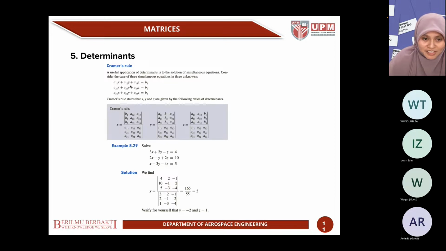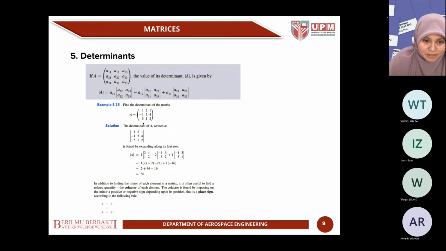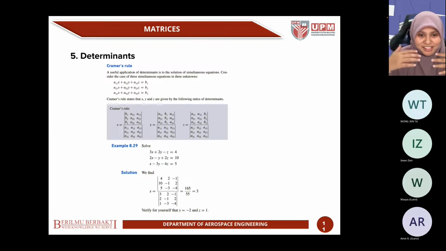So the rest is still the same: A12, A13, A22, A23, A32, A33. We just close the column for X, the first column, and divide by the determinant of A, like how we calculated determinants just now. The calculation is quite long. So you have determinant A. It means you first have to calculate the determinant of A, and then you need to calculate the determinant of each of these, the numerators for X, Y, Z.